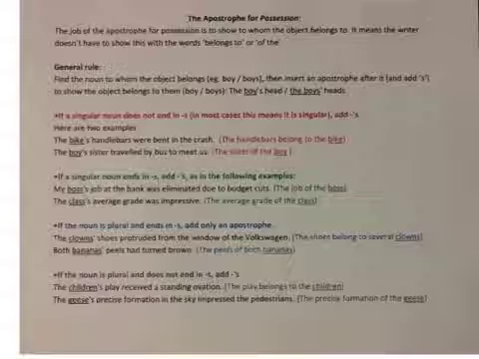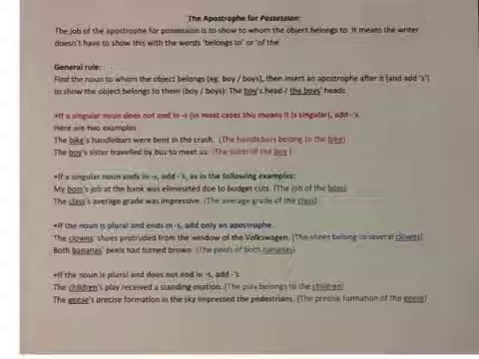But quite simply, the job of the apostrophe for possession is to show to whom the object belongs. So it means the writer doesn't have to show this with more words. For example, they'd have to use "belongs to" or "of the" if they didn't have the apostrophe for possession. As a general rule, you find the noun to whom the object belongs. So, for example, the head might belong to the boy, or it might belong to several boys. So you find the noun, whichever it is, and then you insert an apostrophe after it and add s, and that will show that the object belongs to them.